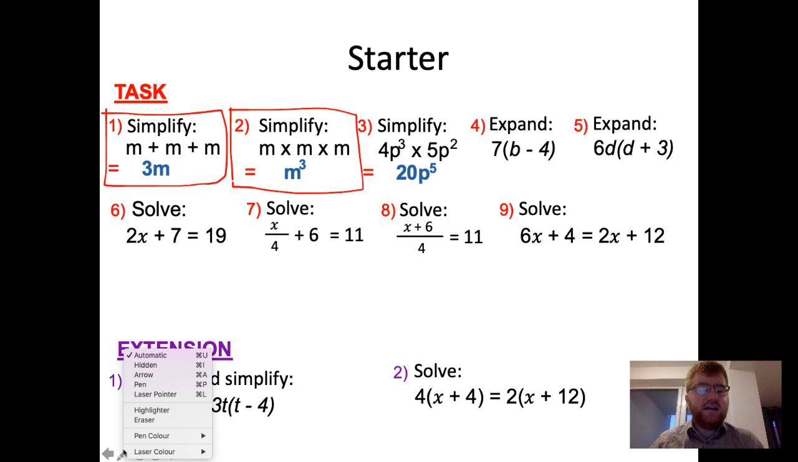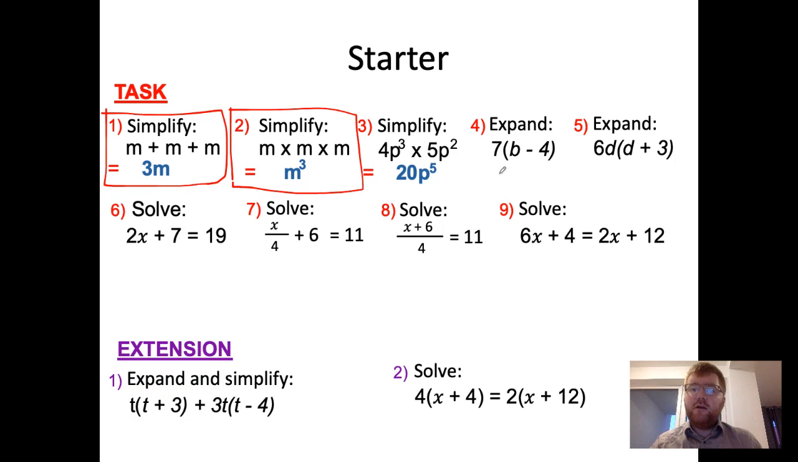Questions 4 and 5 we looked at in the previous starter as well. This is where we expand the brackets by using what I call the hook. So we multiply the 7 by both things. We get 7 times b is 7b, 7 times minus 4 is minus 28. And we do exactly the same process here, but we just have to be a little bit careful with this. So we get 6d times d. Well, d times d, like over here, is d squared. We have a 6 in front. Then 6d times 3 gives us 18d. So those are our answers there.